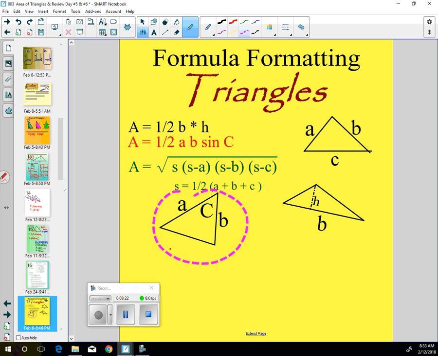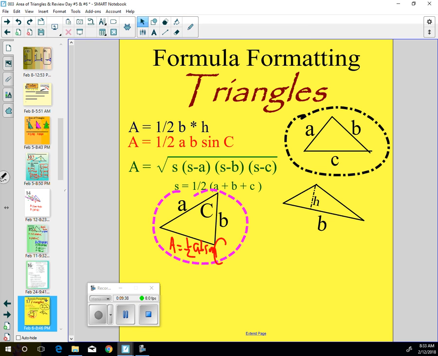So I'm going to write that. Area equals 1/2 AB sine of C. Which one should I use for this one? This is the knowing only the sides. Which should I use, the purple or the green? Yeah, the green, yep. So this one you're going to use area is square root of S times S minus A, S minus B, S minus C. And of course, S is 1/2 of the sum of A plus B plus C.